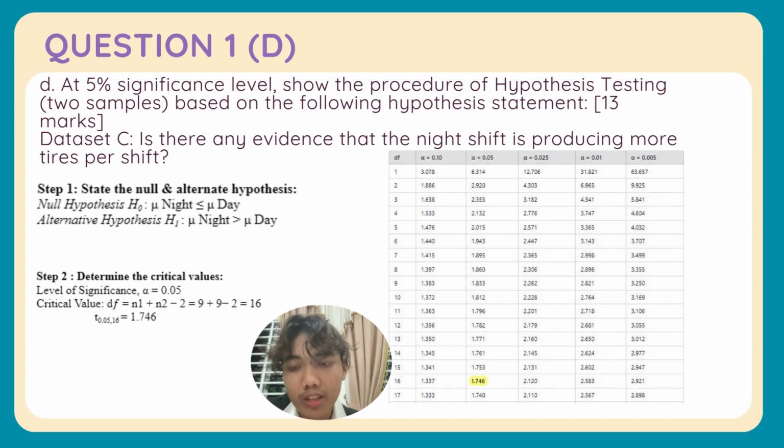Next, determine the critical value and significance level. I got it from the question: 0.05, which is 5%. For the critical value, I got it from the formula: 9 plus 9 for the data, minus 2, gives 16 degrees of freedom. If you look at the table at 0.05 and 16, you get 1.746.